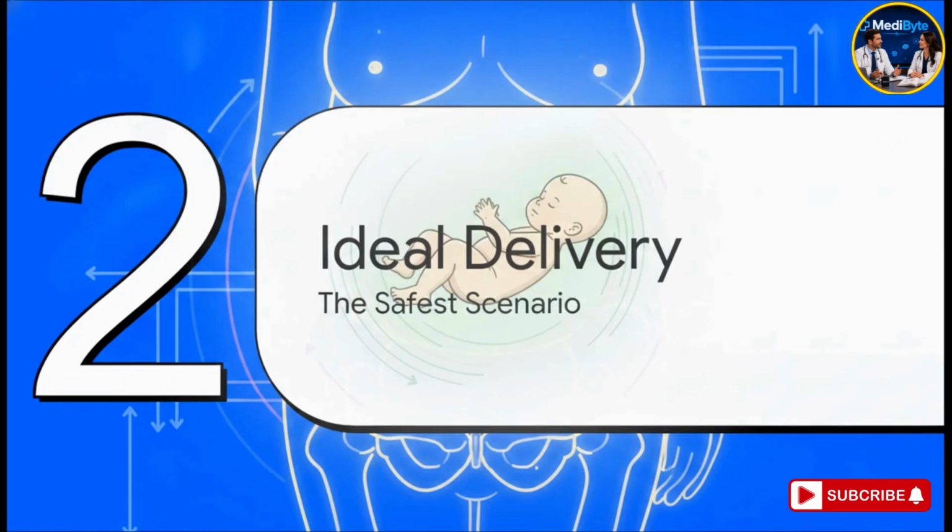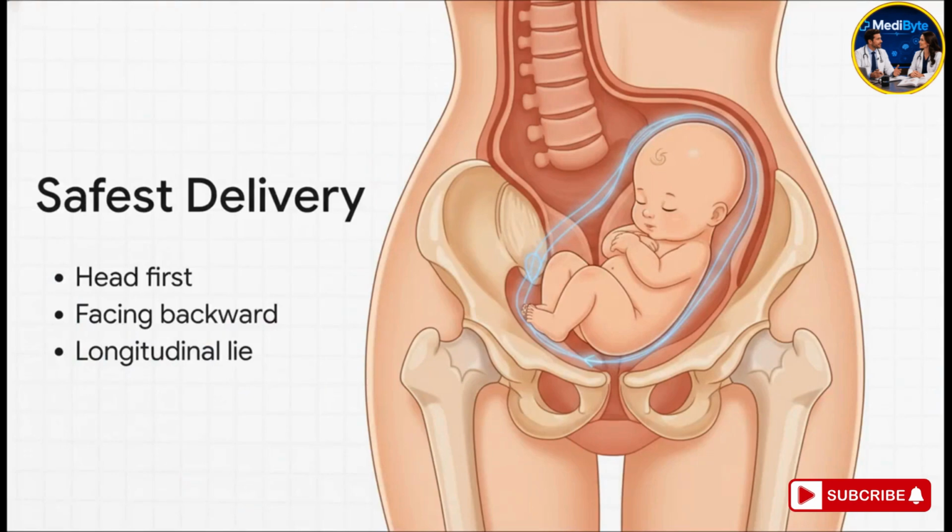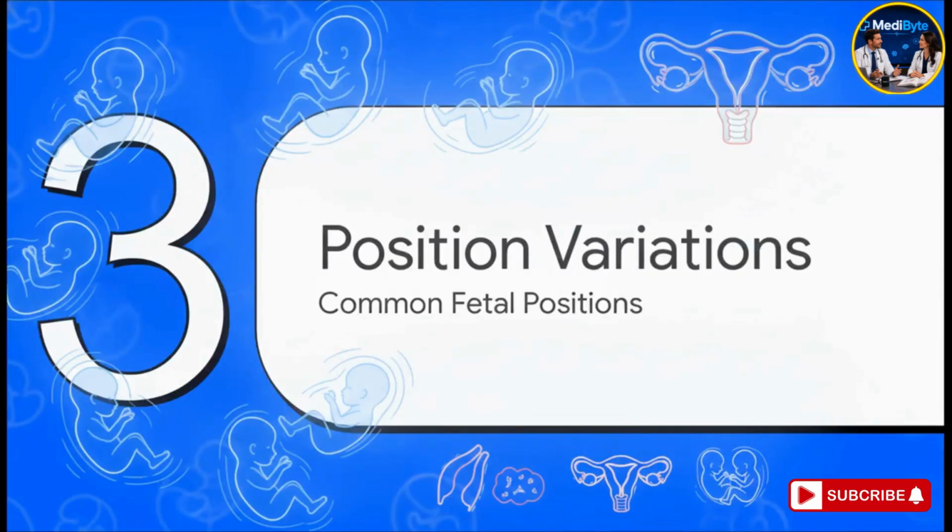Section 2. The ideal delivery position. Now, let's talk about the path of least resistance. For a normal vaginal delivery to be as smooth as possible, healthcare teams look for this specific combination: head first, facing backward, spine parallel to the mother, neck bent forward with that chin nicely tucked, and arms neatly folded right across the chest. This creates a perfectly aerodynamic shape, making vaginal delivery the absolute easiest and safest for both mother and baby.